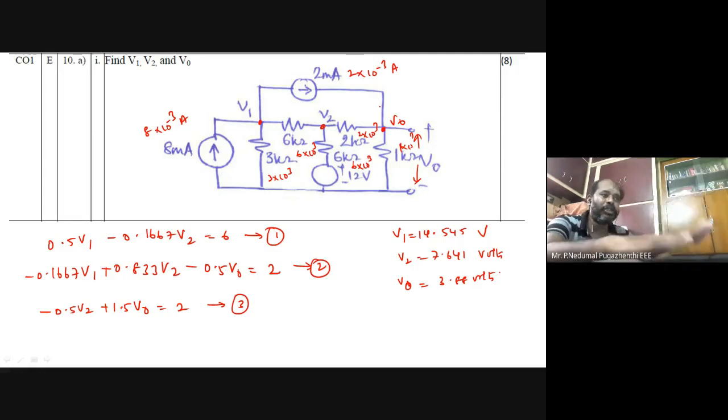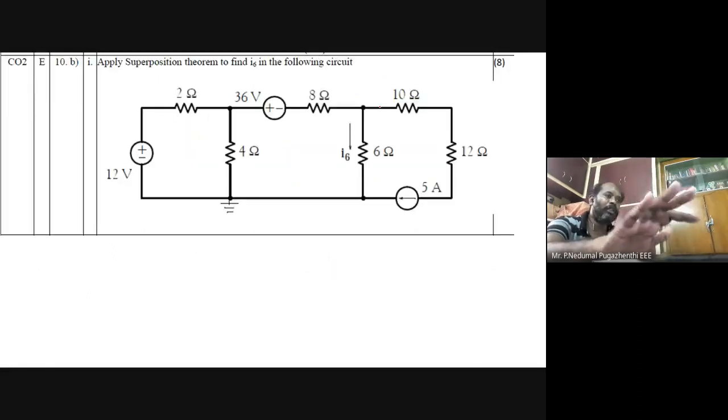So 3 equations, from these 3 equations, if you solve, you will get your values. And the last question, I think someone has attempted this also, but I don't think you got some answers correctly. Let me go for this superposition. I am interested in knowing what is the current. What is the current I6?